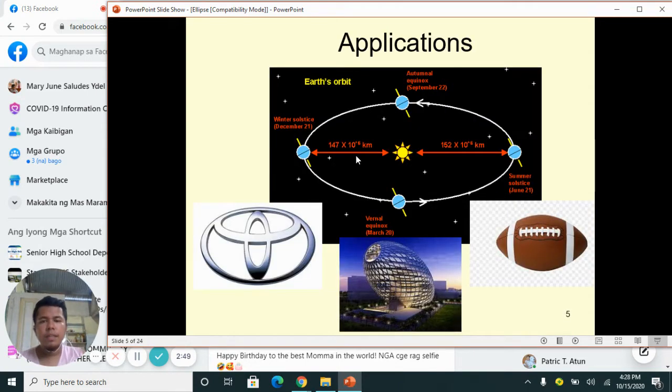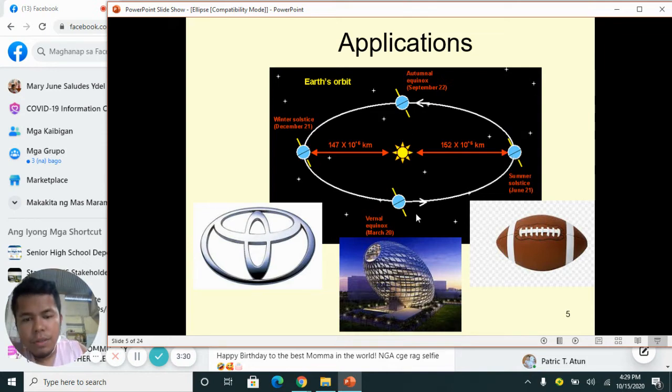Now, what are the applications, why do we need to study ellipses? The Earth's revolution, the path of our Earth as it revolves around the sun, is in the form of an ellipse. So scientists use the equation of an ellipse to study the path of our planet Earth around the sun. So an elliptical path, right? There are times when we are close to the sun, in summer, and times when it is cold, when we are far from the sun.